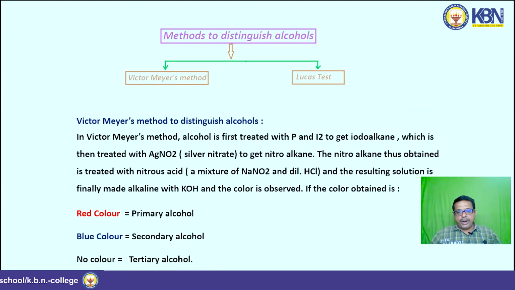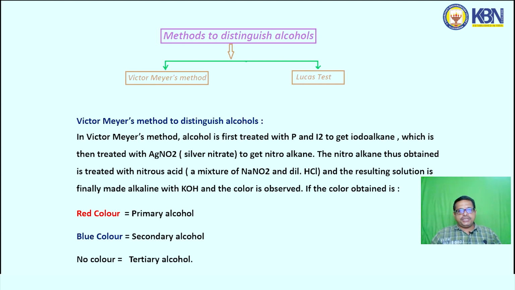So for better understanding, how can you distinguish alcohols? We have two types of methods. The first one is Victor Meyer's method. The second one is Lucas test. So in Victor Meyer test, primary alcohols give red color, secondary alcohols give blue color, and tertiary alcohols do not give any color.